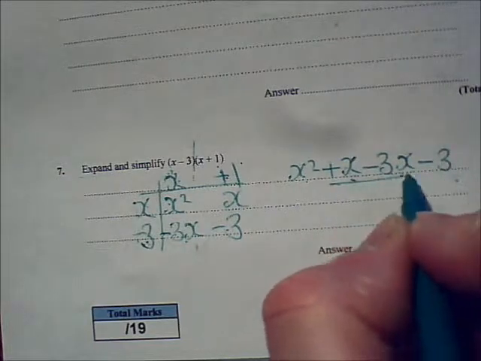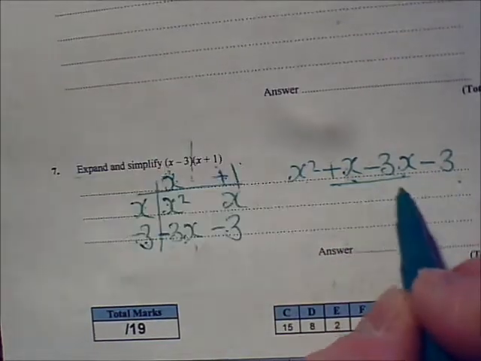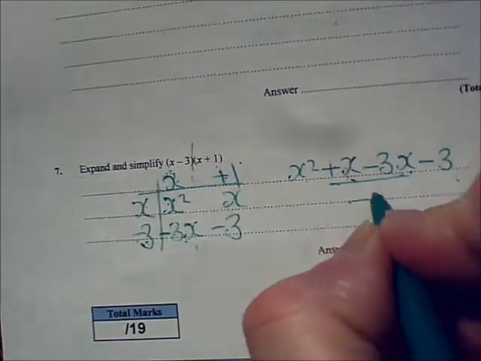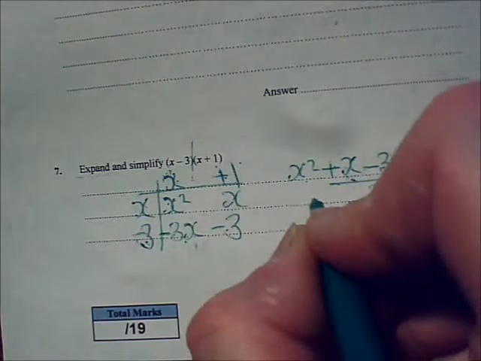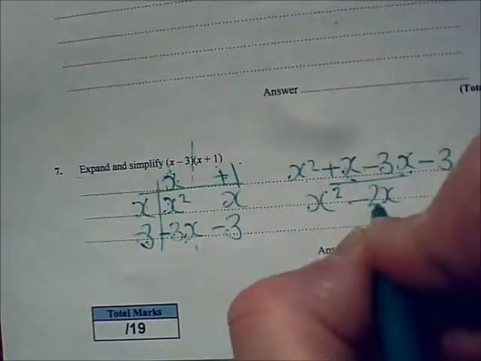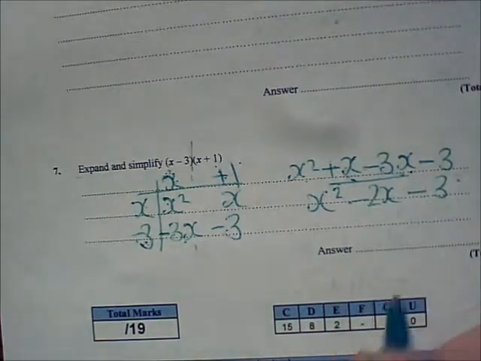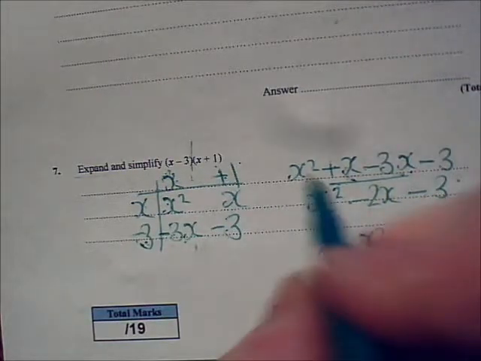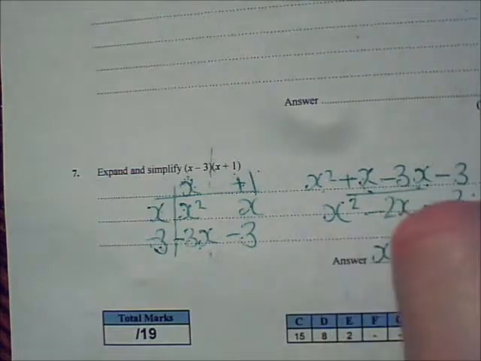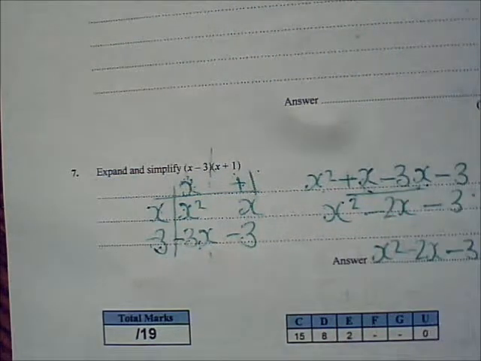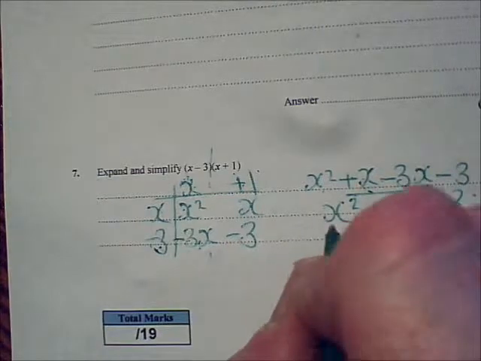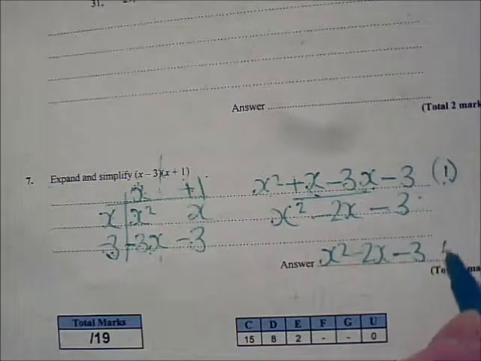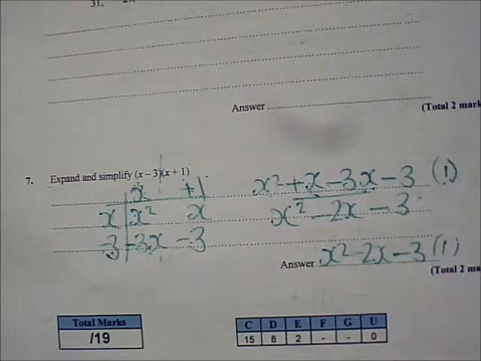Now it's this bit in the middle that we can simplify further, because we have some x's that we can put together. 1 plus 1 minus 3 is minus 2 overall. So we've got 1x squared minus 2x and minus 3. One mark for identifying all four terms, and you'll get 1 mark for correctly simplifying and identifying your answer.